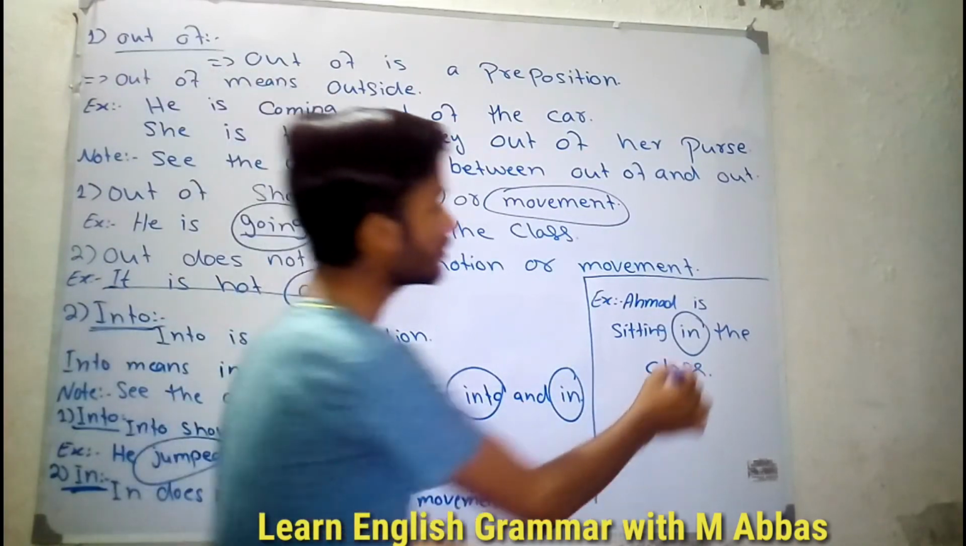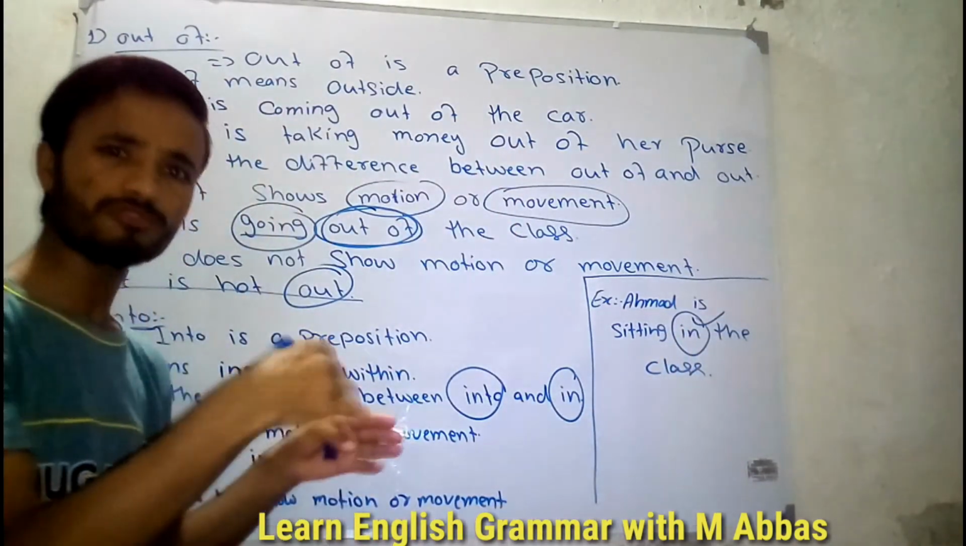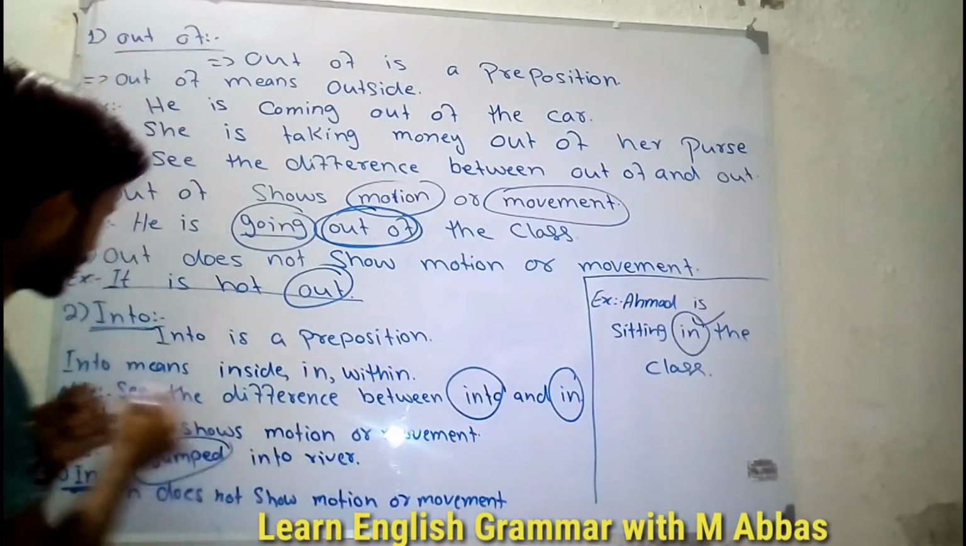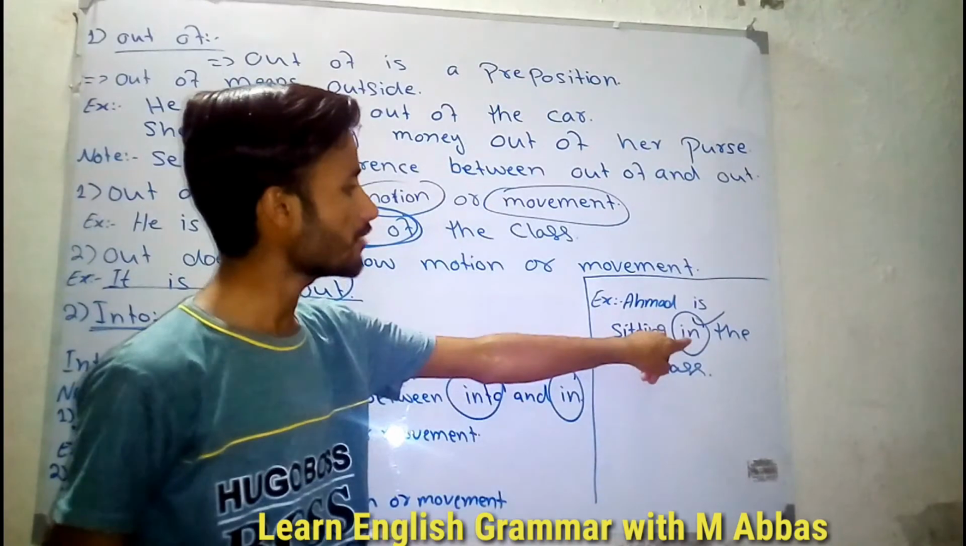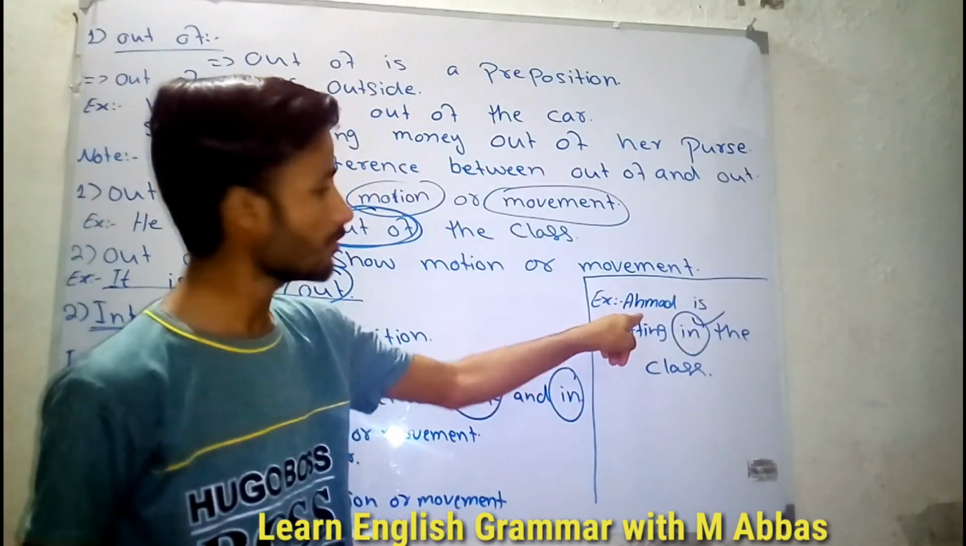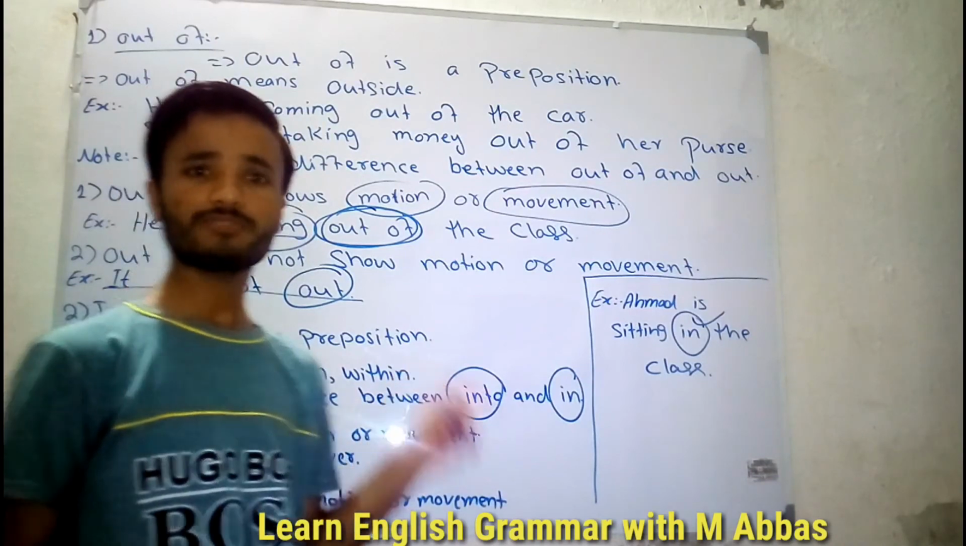So then we can use in. Whenever a person moves from one place to another place, then we use into. But if a person stays at one place, then we have to use in. Just like Ahmed is sitting in the class. Is this clear, guys? So this was the end of the video.